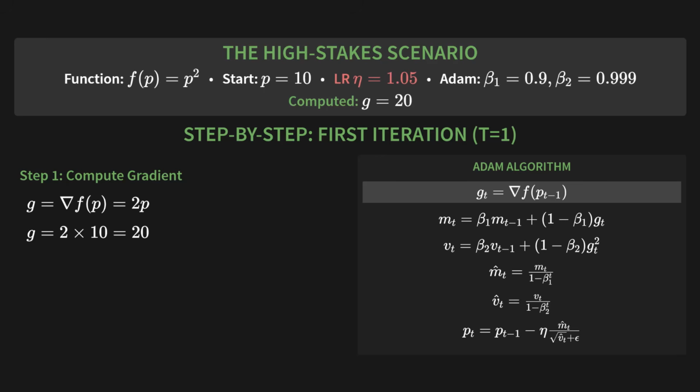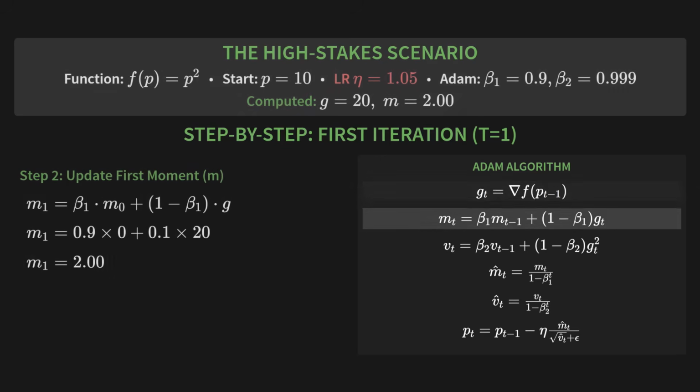Okay, step 1. Compute the gradient. That's easy. The gradient g is 2 times p, so 2 times 10 is 20. Step 2. Update the first moment m. The formula is m sub 1 equals beta 1 times m sub 0 plus 1 minus beta 1 times g. Plugging in the numbers, that's 0.9 times 0 plus 0.1 times 20. So m sub 1 equals 2.0.